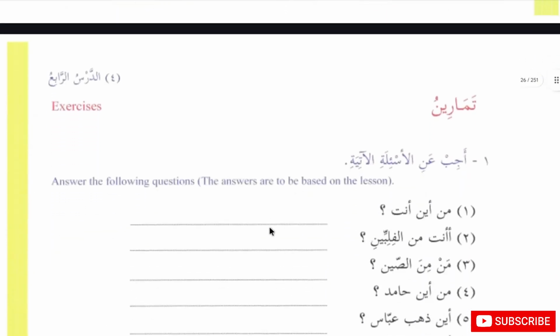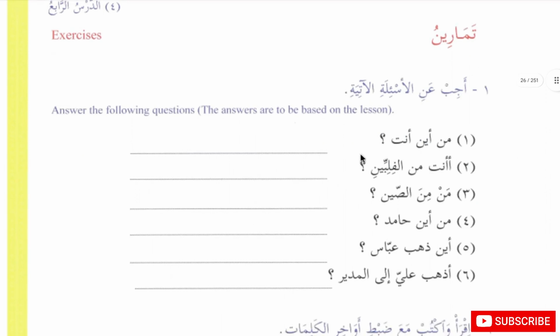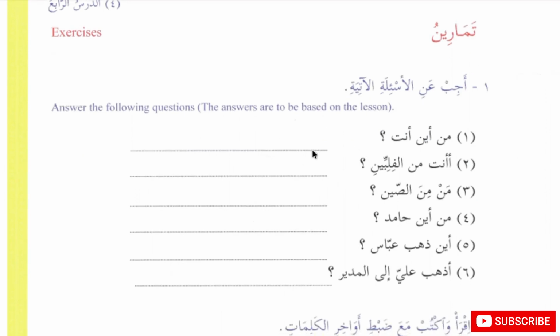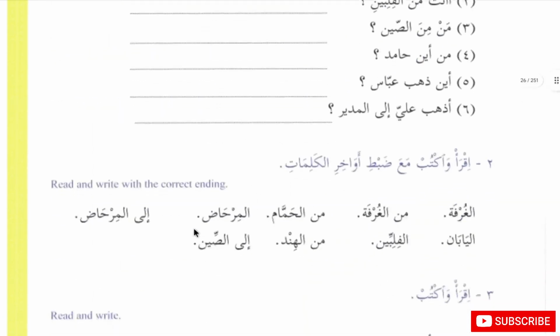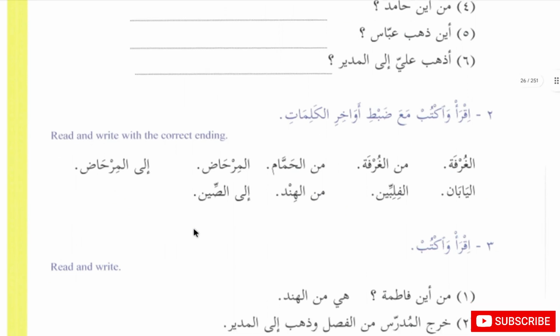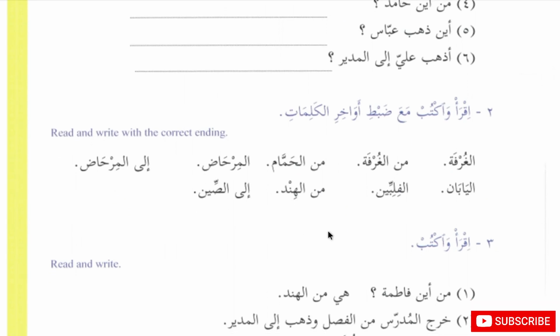Some more practice here, so you can do that. You can write down the answers. أجب عن الأسئلة الآتية. Respond to the following questions. Here is some more practice. So they want you to write the correct ending. So all these will have the proper ending.